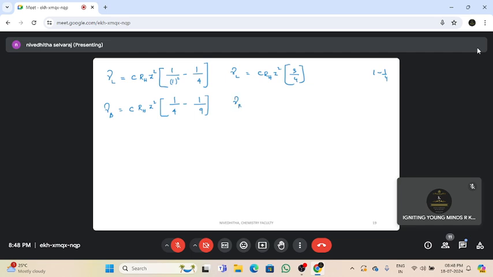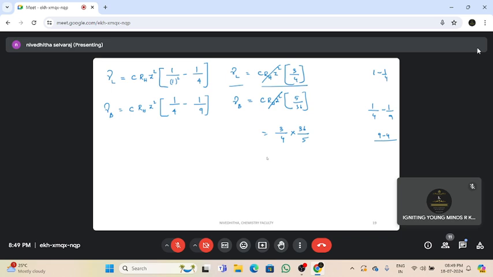Here frequency of Balmer series is equal to C into Rydberg constant into atomic number divided by 1 by 4 minus 1 by 9. You just cross multiply this. So 9 minus 4 divided by 36, 5 by 36. That's it. So you have to divide these two. So these two terms will get cancelled out. So 3 by 4 into 36 by 5. So what is the answer? 27 by 5. Yes, 27 by 5.